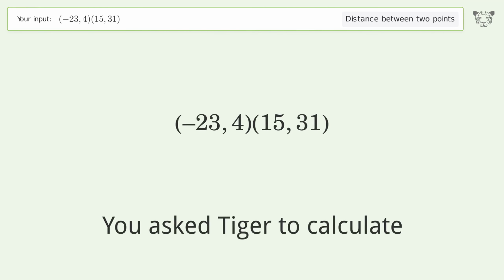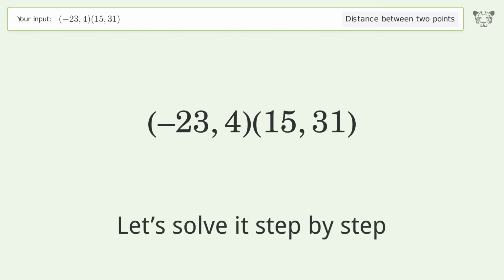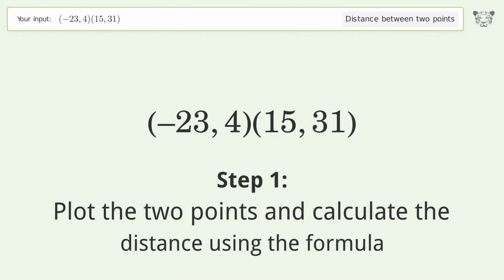You ask Tiger to calculate. This deals with the distance between 2 points. The distance between the 2 points is the square root of 2173, or 46.615. Let's solve it step by step. Plot the 2 points and calculate the distance using the formula.